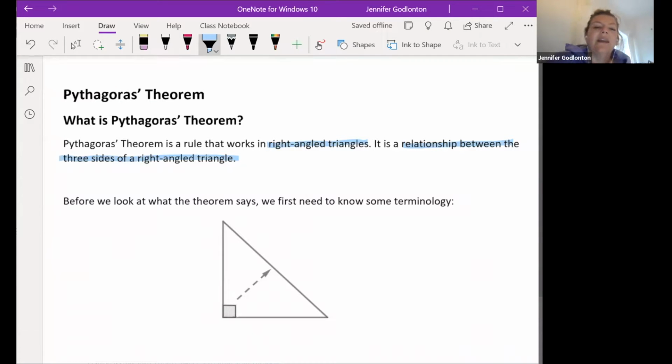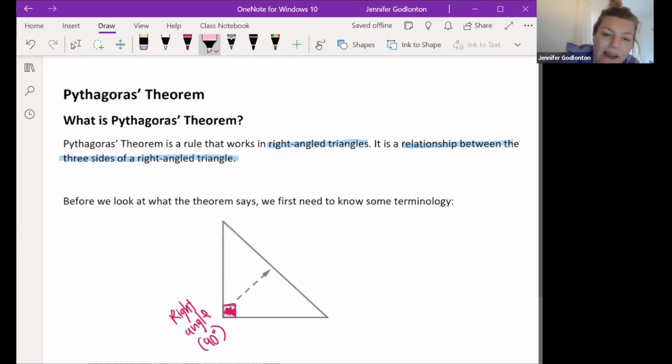Now, when we talk about the theorem, we use very specific words, and we need to make sure we know those words. My first question to everyone is, what does this little square mean? 90 degrees, good. It means it's a right angle, which means it is 90 degrees. Solid, perfect.